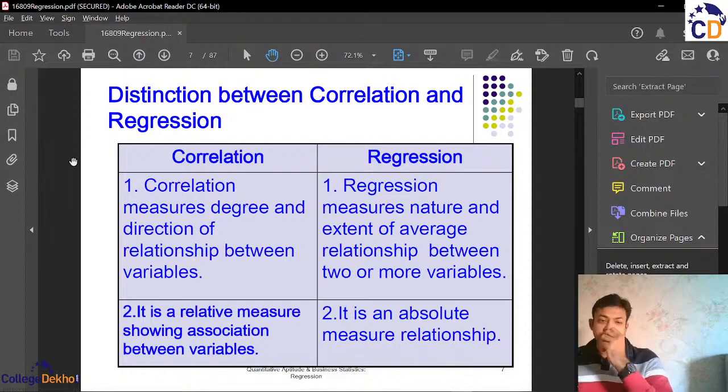Correlation is a relative measure. It only shows us the association between two variables, whether the two variables are related or unrelated.